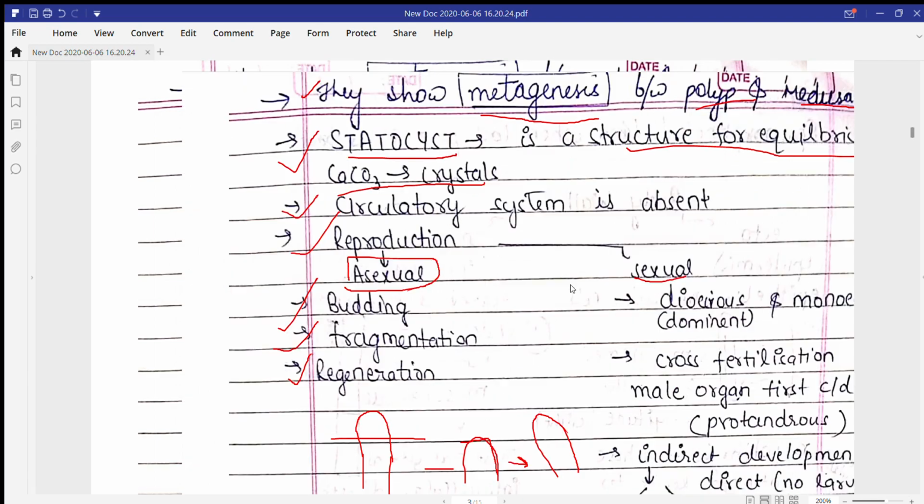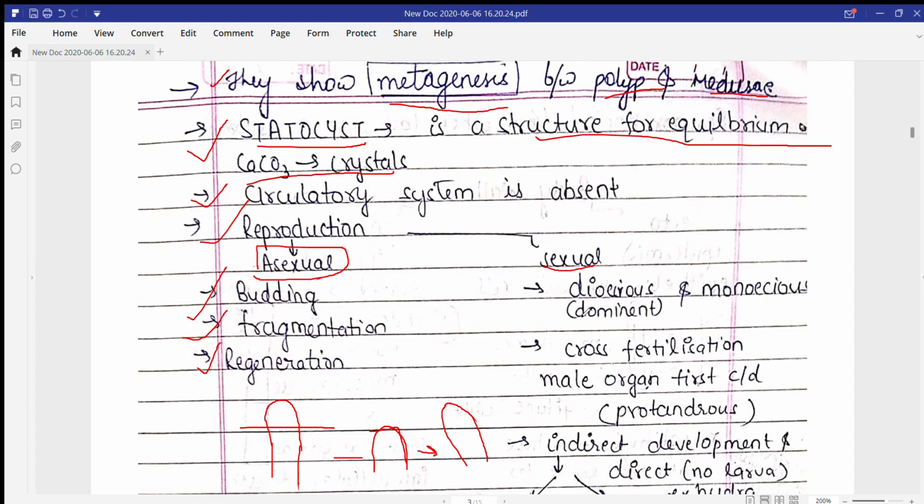Next is sexual reproduction. They can be dioecious or monoecious. Monoecious or dioecious means they can be hermaphrodite, or bisexual, or show sexual dimorphism. So both are present. Now they show cross fertilization. The important thing is that the male organ forms first, so we call this process protandrous. Proto means the thing that is forming first, primitive. Androus means related to the male. That's why we call this protandrous.